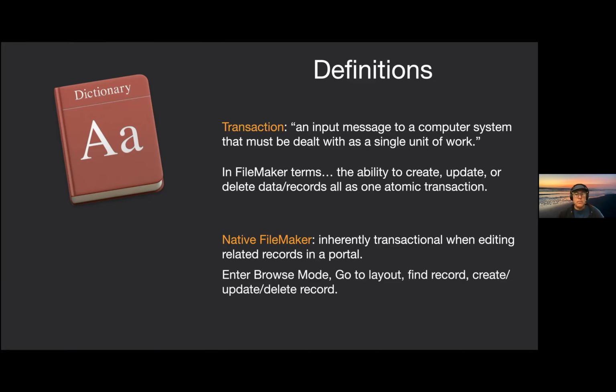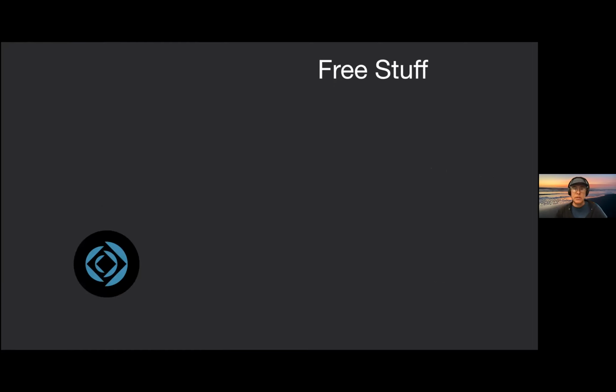If you're just doing native FileMaker, you go to browse mode, go to a layout, find a record, and create, update, or delete a record. While that record is being edited, it's locked. But again, if you had related data, all those other related records would also be locked. So inherently, you're already doing transactions.